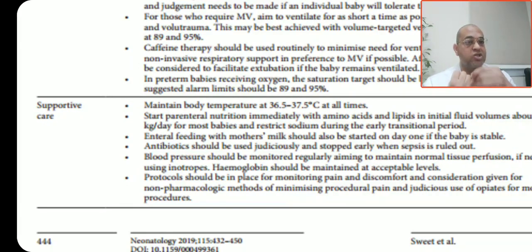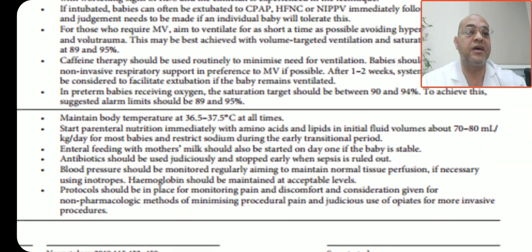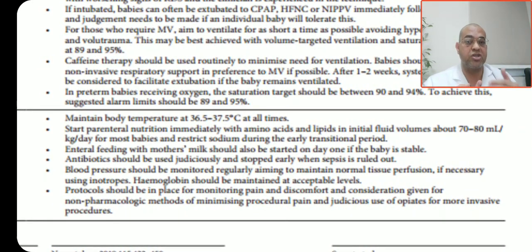Supportive care, the temperature: you have to maintain the body temperature at 36.5 to 37.5 at all times. And this is the temperature, then the TPN. You have to start the TPN, amino acid and the lipid and dextrose and all of this, and you start with 70 to 80 ml per kg per day for most of the babies, and you have to restrict sodium during the early transitional period. So you have to maintain the temperature and TPN. Then we'll go for the fluid and feeding.